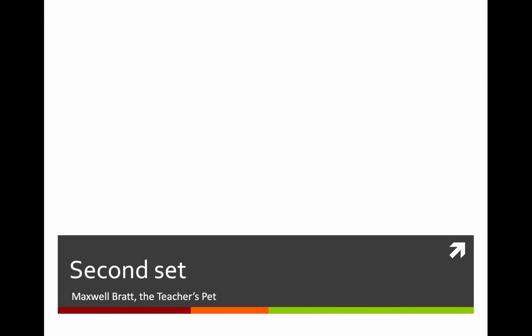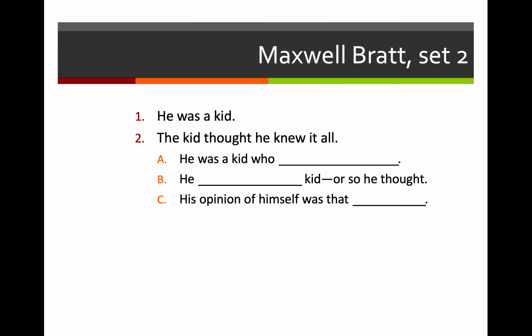Here comes the second set. He was a kid. The kid thought he knew it all. Sentence A. He was a kid who thought he knew it all. Sentence B. He was the know-it-all kid, or so he thought. Sentence C. His opinion of himself was that he knew it all. One thing you're noticing here, a little difference in language level, a little difference in formality.